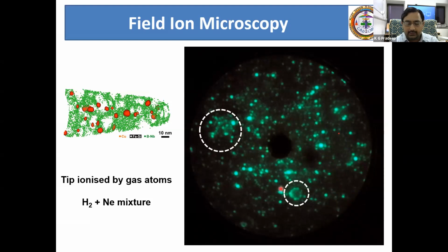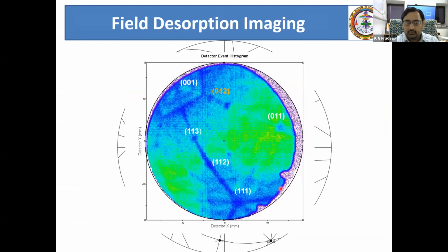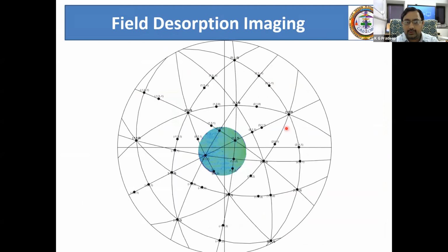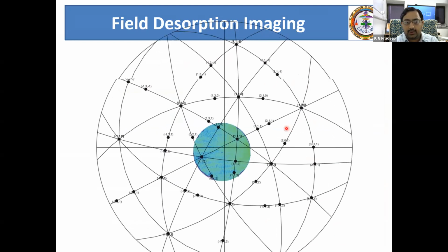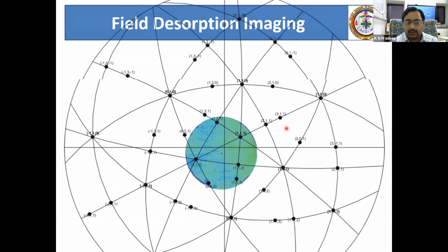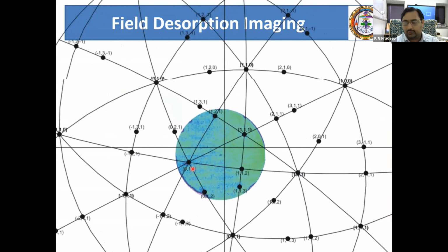So further, we can take the same atom probe data, which is called field desorption imaging. And now you get this detector image from the atom probe, and you can overlay it with the stereographic projection and try to identify the individual copper clusters and their correlation with the crystallography.